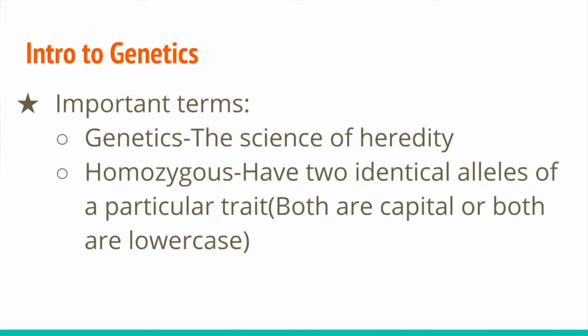Genetics is the science of heredity, so basically how things are inherited. Homozygous means having two identical alleles of a particular trait. So both alleles are either capital letters or both are lowercase. Remember, the prefix homo means the same, so that means there are two identical alleles. Go ahead and pause if you need to now, and then restart when you're ready.